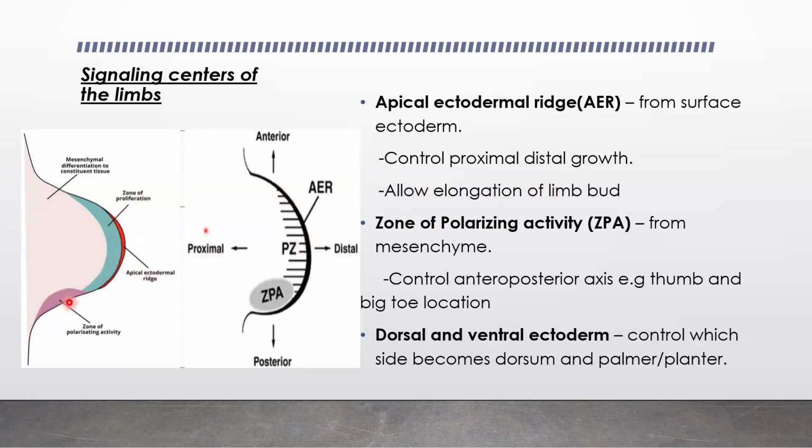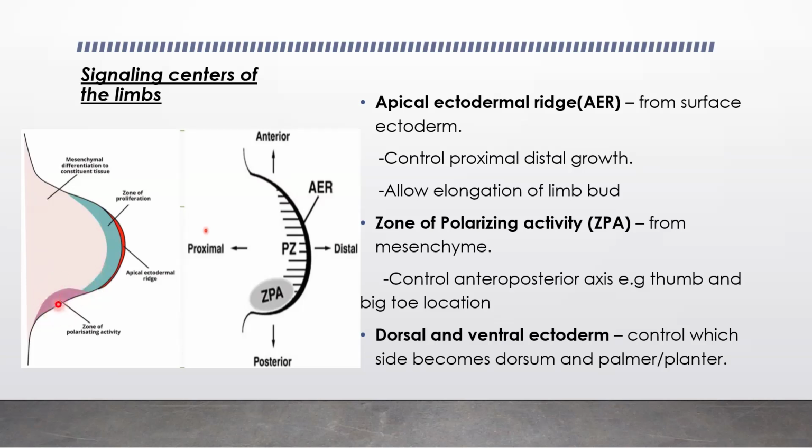What about the zone of polarizing activity? The zone of polarizing activity ideally comes from mesenchyme. This apical ectodermal ridge is called ectodermal, so it's ectodermal in nature. This zone of polarizing activity comes from the mesoderm, the mesenchyme, from the mesenchymal cells.